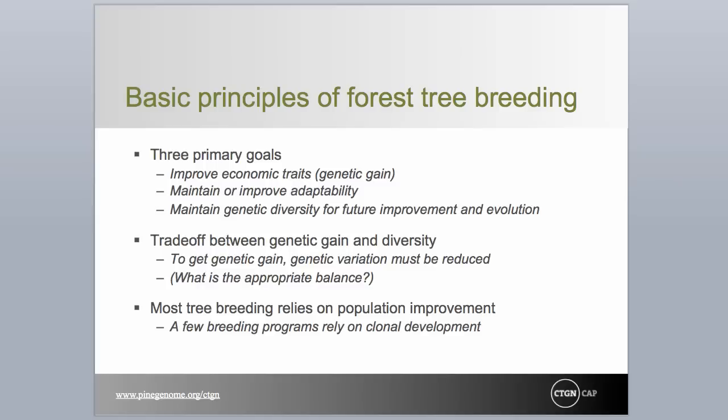Genetic gain is achieved by increasing the frequencies of desired alleles in genes that control traits of interest. This ultimately results in reduced genetic diversity. Considering that trees must survive for decades in highly heterogeneous and changing environments, maintaining diversity is quite important. So, the tree breeder must find an appropriate balance between gain and diversity.